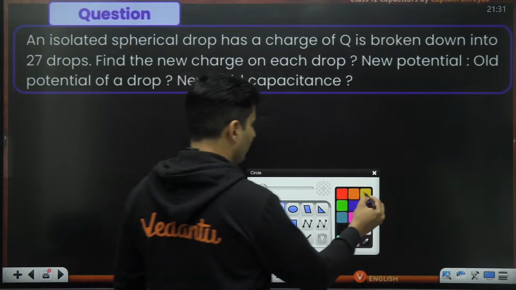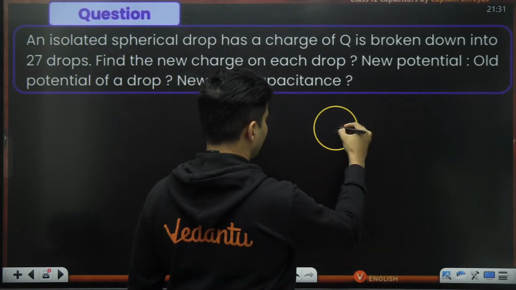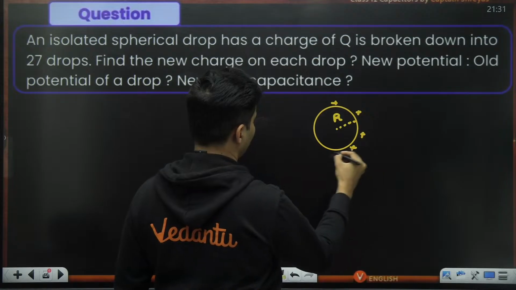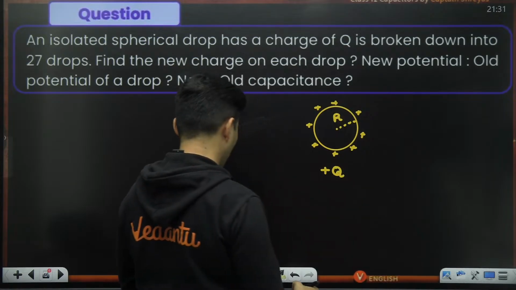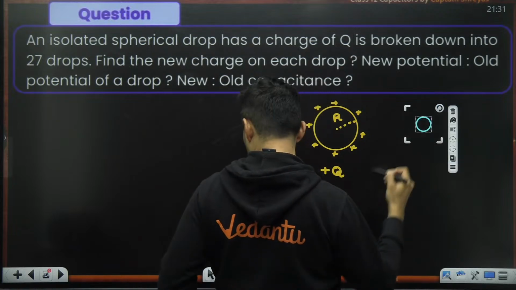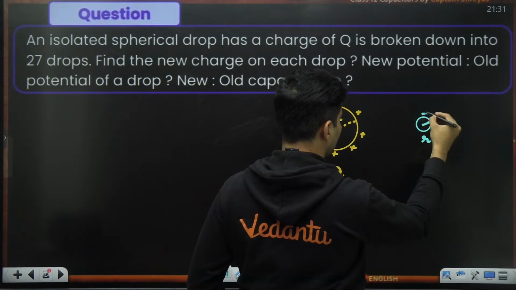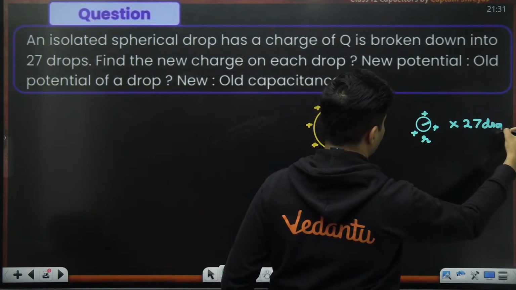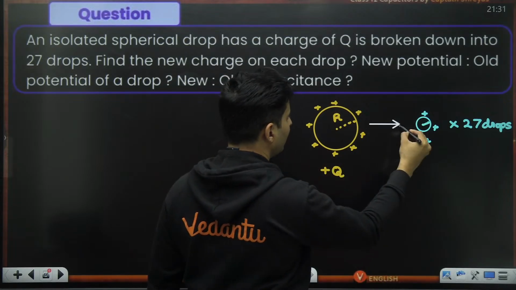See, we have a sphere, which let's say has some radius r. It had some charge on it, and the charge was plus Q. You now broke it down into small, small spheres like this. Each sphere will have a new radius, some new charge, like that. 27 drops or 27 small spheres. That is what you have converted this into.